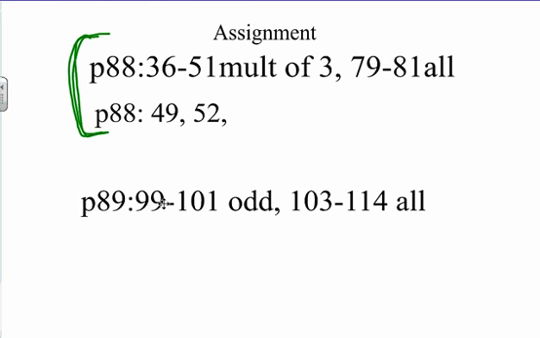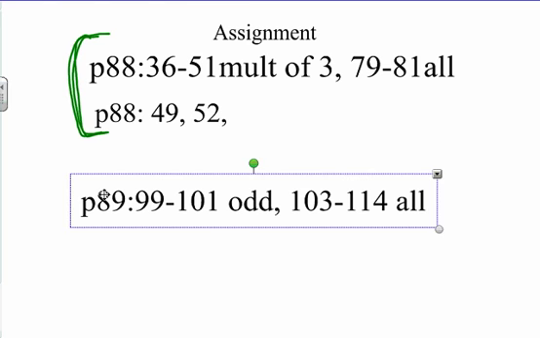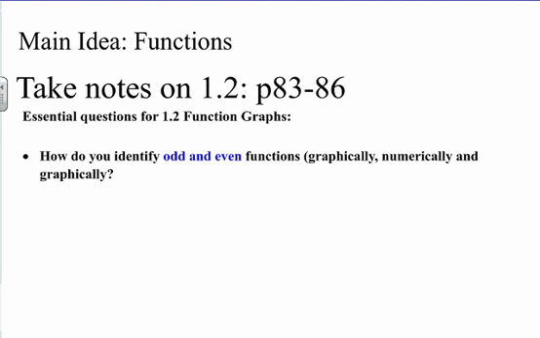We're going to be going through odd and even functions. This will help you do this assignment right here, page 89, 99 to 101 odd, and 103 to 114 all. We're going to go through a quick lesson on odd and even functions, and try to figure out how to identify odd and even functions graphically, numerically, and analytically, basically using algebra. So without further ado, let's go through this.